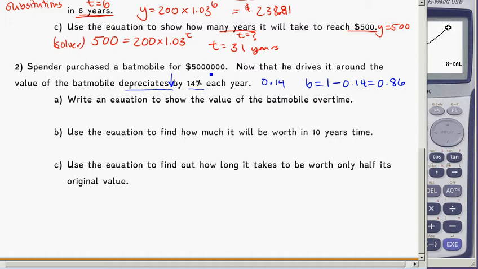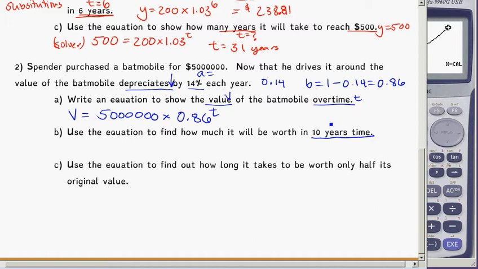He purchased it for $5 million. That's how much the Batmobile is worth at the start. So my a value there is actually 5 million. So if I'm going to write an equation to show the value of the Batmobile over time, let's use v and t. So the value of the Batmobile started at 5 million, and it's going to lose value, 0.86, 1 minus 0.14, to the power of t, the time. So that's your equation.